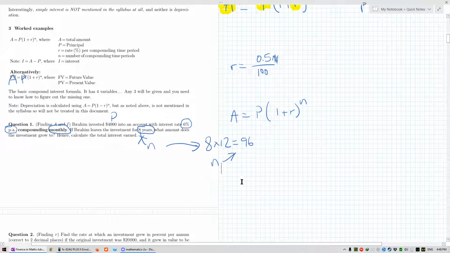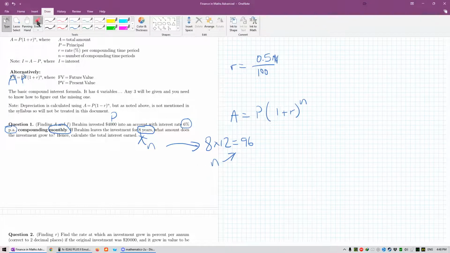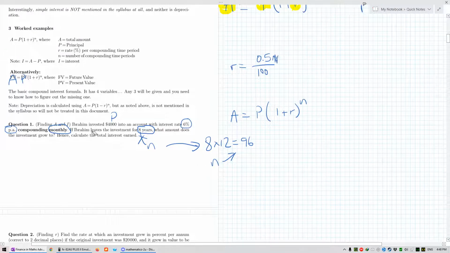So we're just going to substitute into the formula and just see how it goes. What amount does investment grow to? Hence, calculate total interest earned. So we'll have to do 2 things.